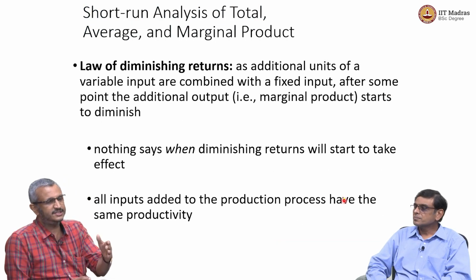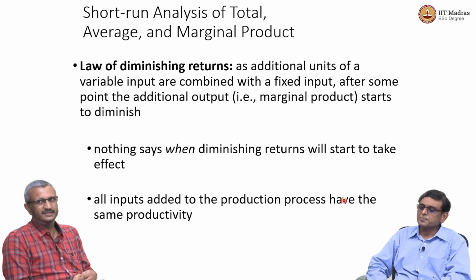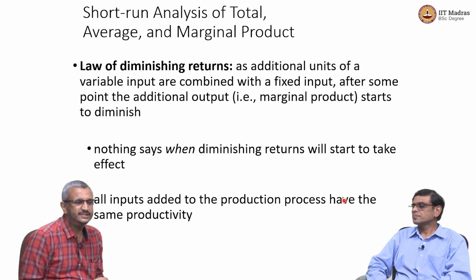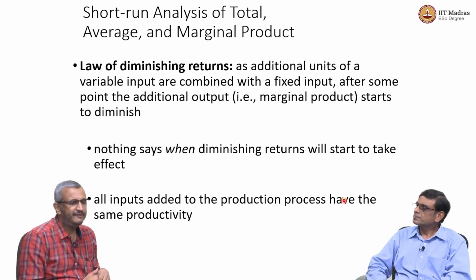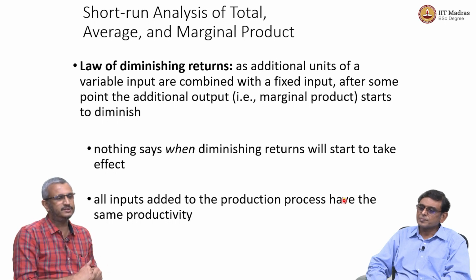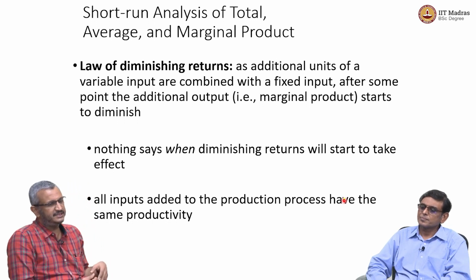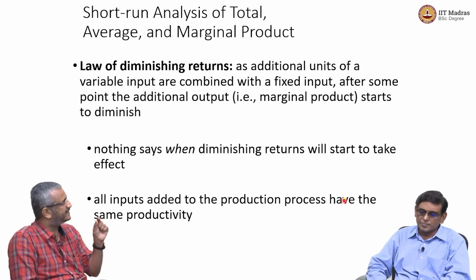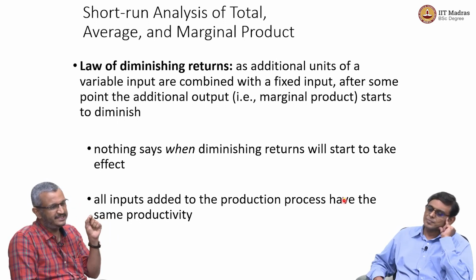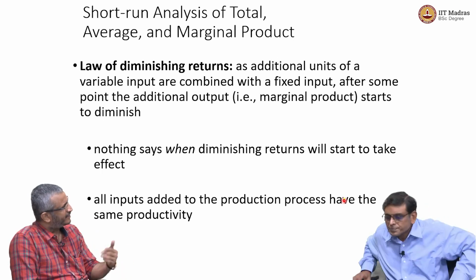So this is the point that we were talking, that there is this law of diminishing marginal returns. Yeah. So as additional units of variable inputs are combined with fixed input, then after some point additional output starts to diminish. We don't know when the diminishing will take place. So we have to keep watching and locating that, and that's the decision maker's challenge. And we are assuming that productivity is the same for every additional unit.